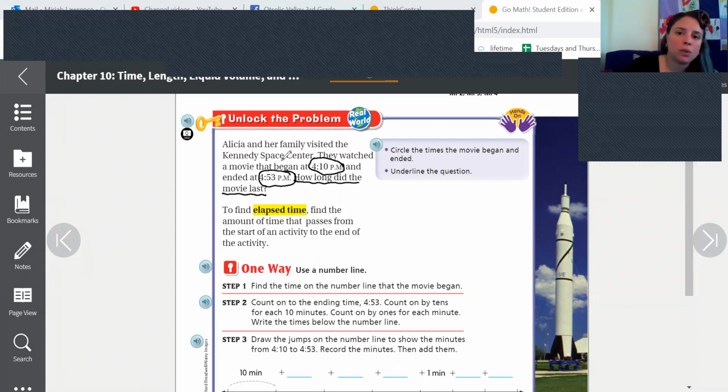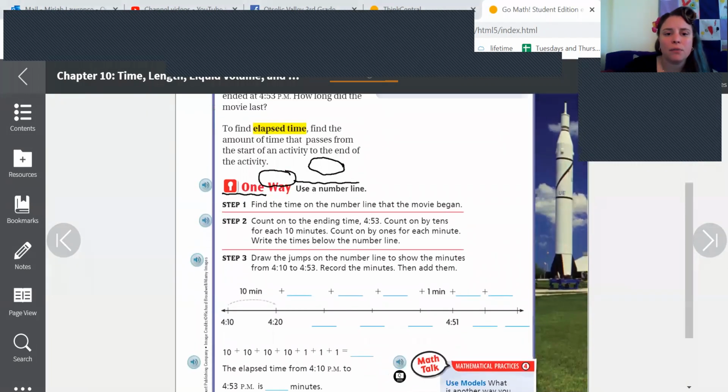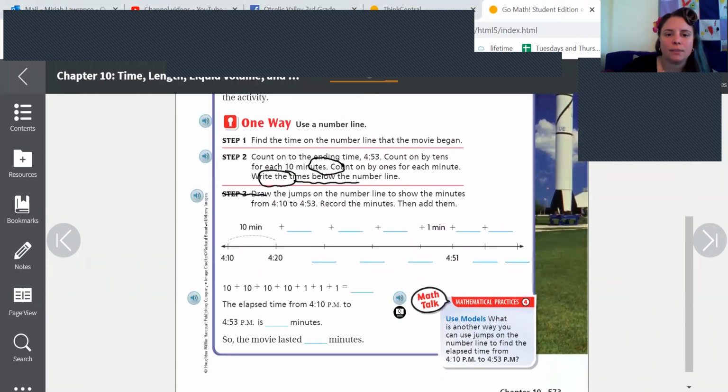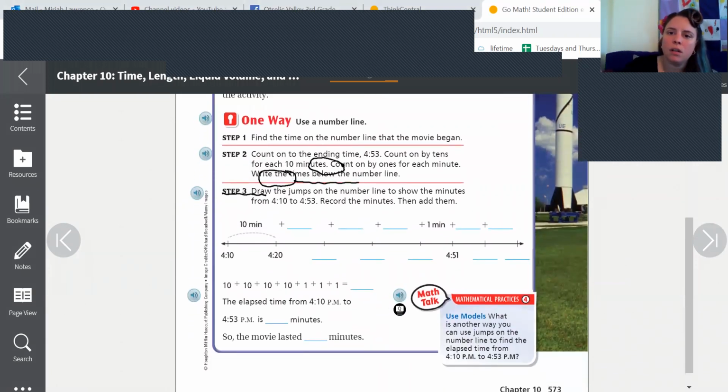So one way to do this is to make a number line. And if you see down here, I know our drawings are moving. It's okay, it knows what time. Nice thing about this book is that it knows. So you're gonna count on to the ending time. So find the time on the number line that the movie began, count on to the ending time. Count by tens for each 10-minute, count by ones for each minute. Write the time below on the number line.